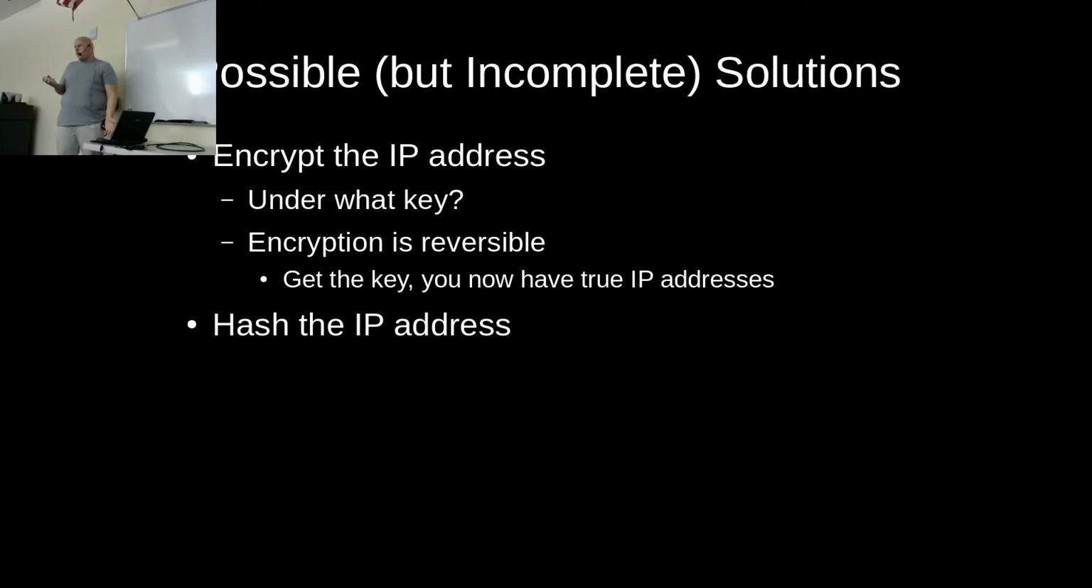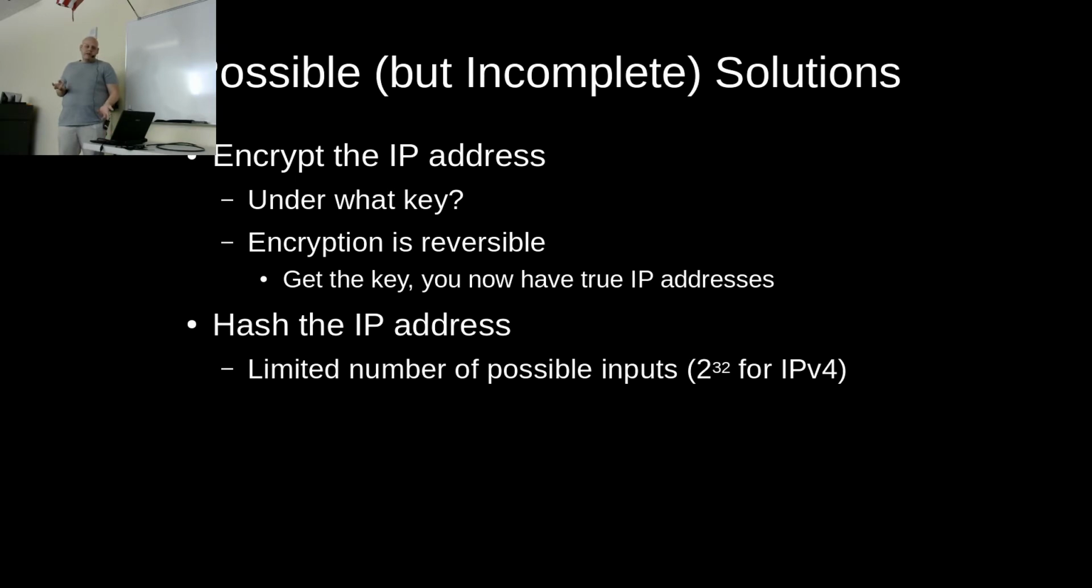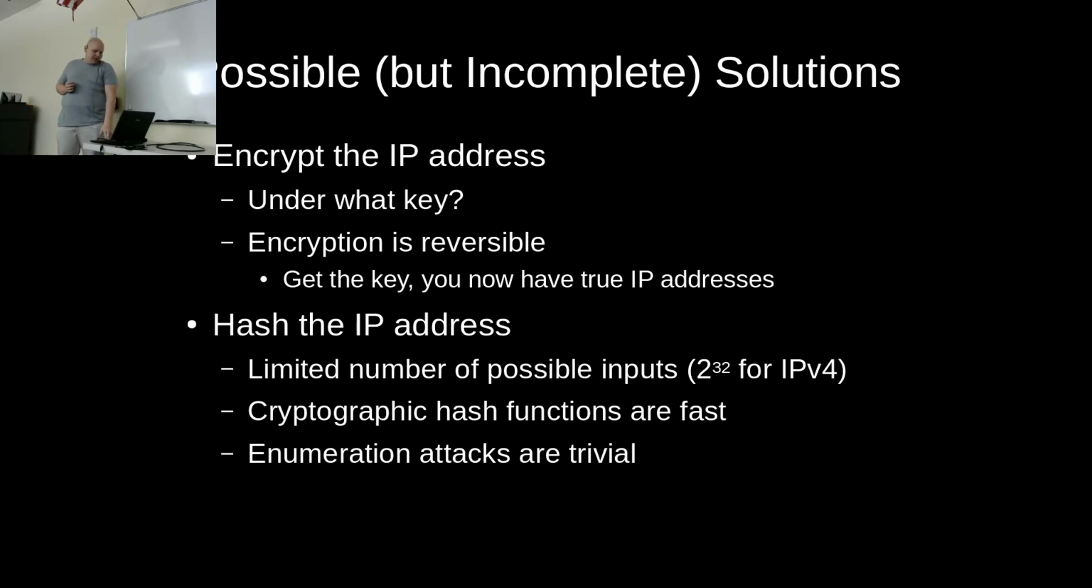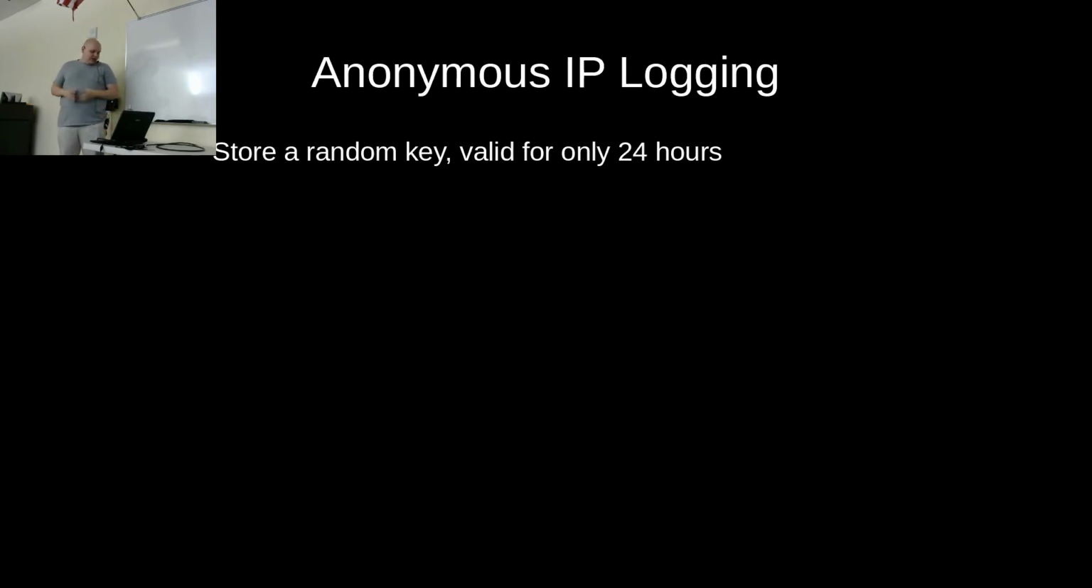Another straightforward idea people might come up with is to just hash it, like with MD5 or SHA-2. Unfortunately, for IP version 4, you only have about 4 billion possible values. Cryptographic hash functions are fast, and you can enumerate all possible inputs to outputs very trivially. So this is a solution that actually solves the problem.